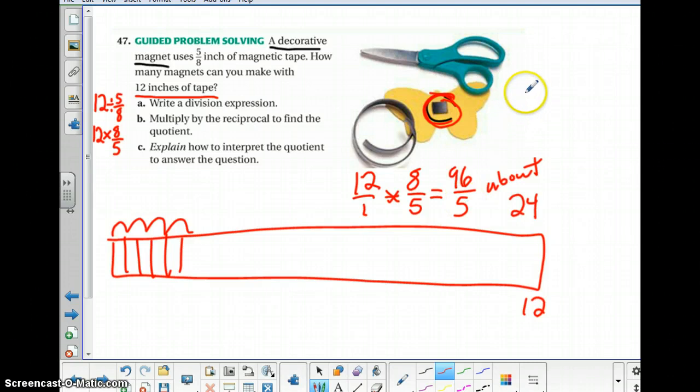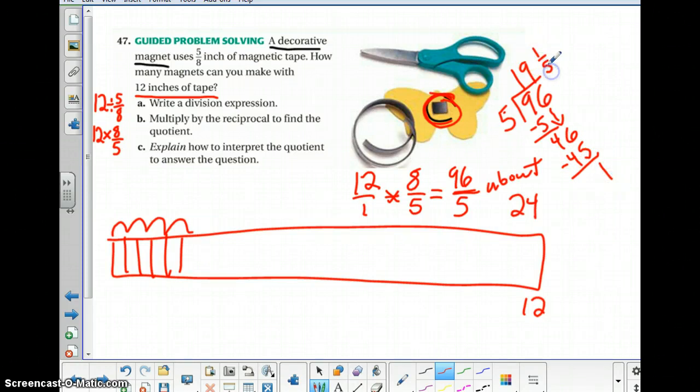Okay, so we turn that improper fraction into a mixed number. 96 over 5 is another way of saying 96 divided by 5. 5 goes into 9 once. 1 times 5 is 5. Subtract. And bring down the 6. 5 goes into 46 9 times. 9 times 5 is 45. Subtract again. What's left over? So 19 and 1/5, but you don't need the 1/5.